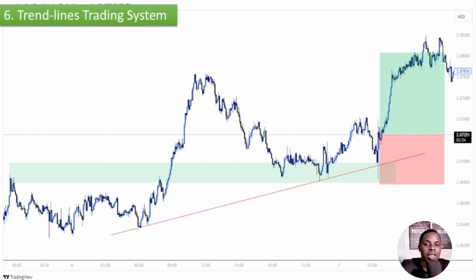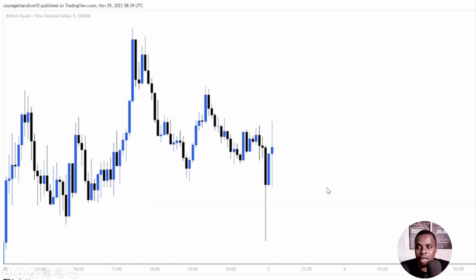Why? Because it was a high probability trade. So with the trend line trading system, you want the market to touch the trend line 2, 3, or 4 times, and then you place your trades before it goes to the 5th or 6th touch. Now let's look at another example right here.